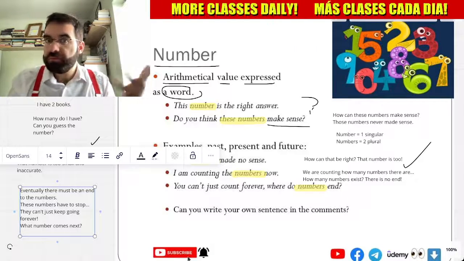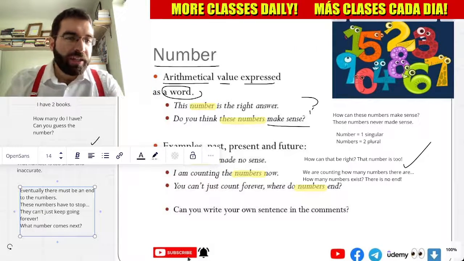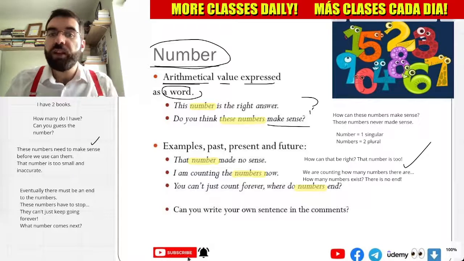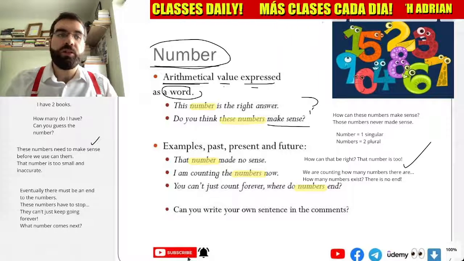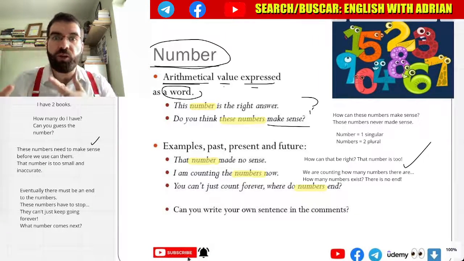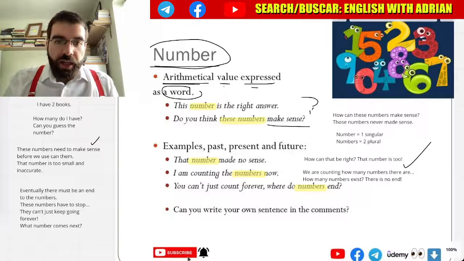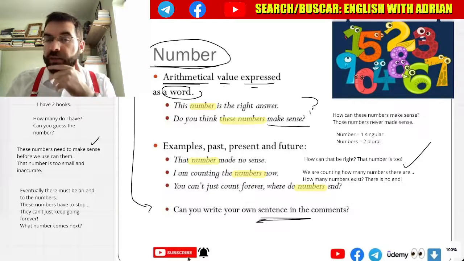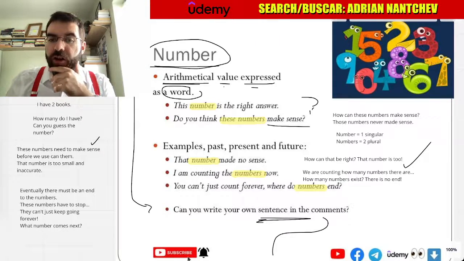Okay. How cool is that? So yeah, number, language explorers. An arithmetical value expressed as a word. 1, 2, 3, 4, 5 as a word. So can you write a sentence with number in it and put it in the comments below?